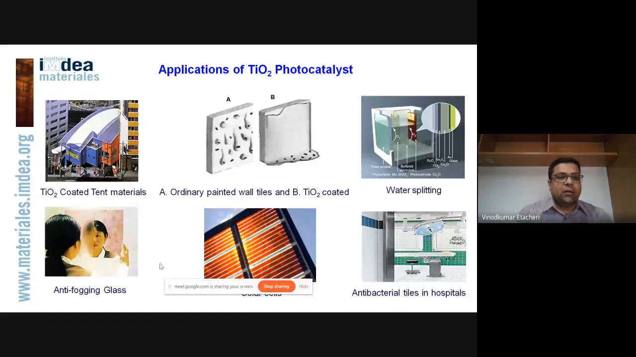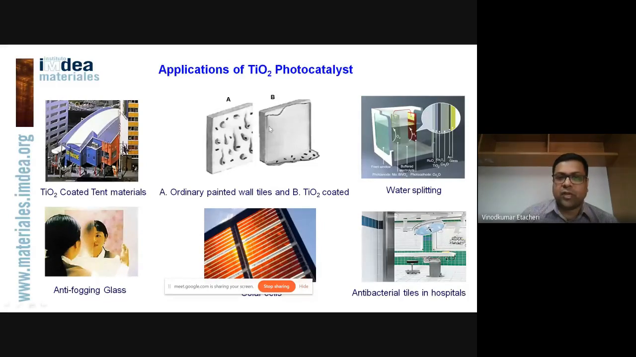Because of the white color, it is commonly used in paint, as a painting material and a pigment, so it reflects energy and heat. It's also used for painted wall tiles to create hydrophilic or hydrophobic surfaces, which is very important for creating hydrophobic glass. Here you can see the anti-fogging glass. This is a highly hydrophilic glass, so it will not fog. Or by proper engineering, it can also be converted to hydrophobic materials.